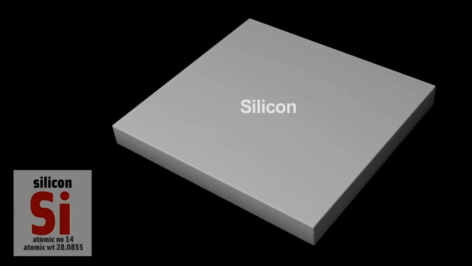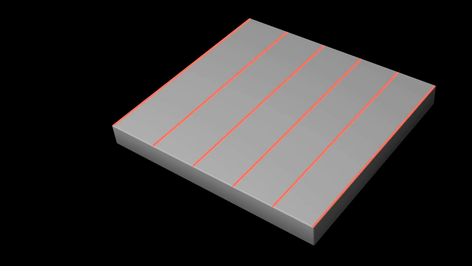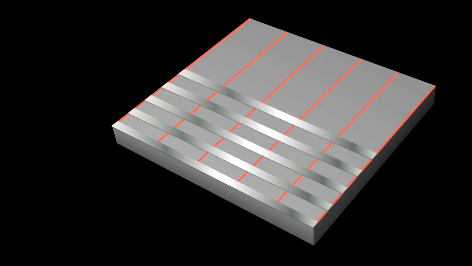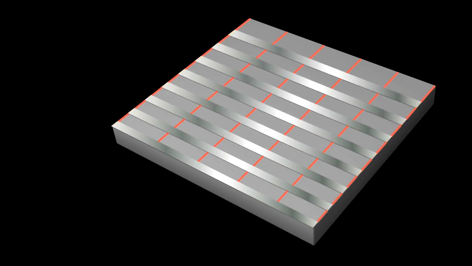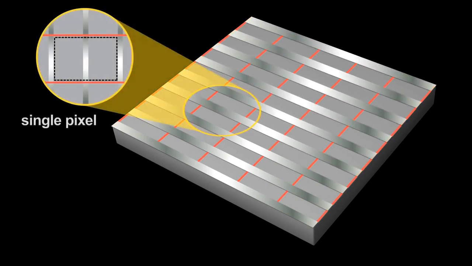A CCD is made from a slab of silicon. To make each pixel within the slab, engineers create insulating sections called channel stops. These divide the slab into rows. The surface is covered with a thin layer of insulating silicon dioxide, and then perpendicular to the channel stops, engineers deposit thin strips of metal, typically aluminum. Each pixel then is one section bounded by channel stops and aluminum.